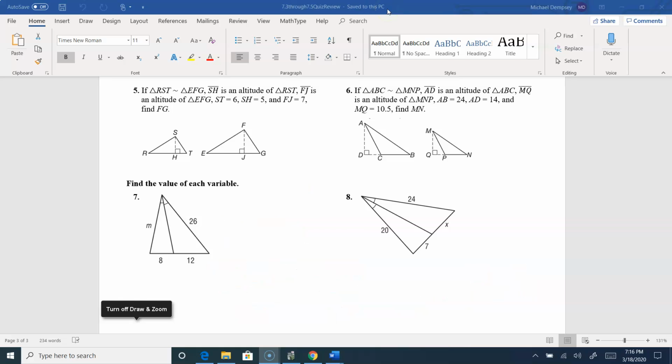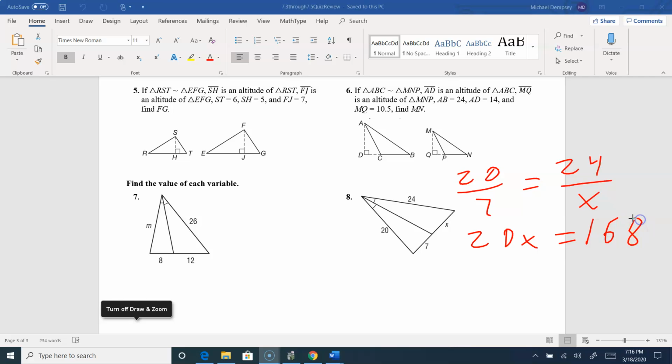Okay. And the last one, we got our angle bisector. So we got 20 over 7 equals 24 over X. So we have 20X equals 7 times 24, which is 168. And not a big surprise, we get another decimal today. I get X equals 8.4.